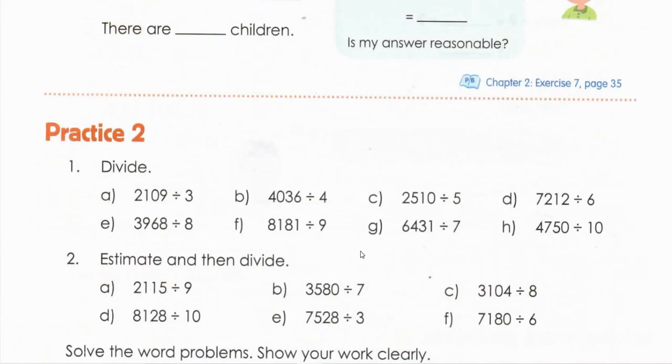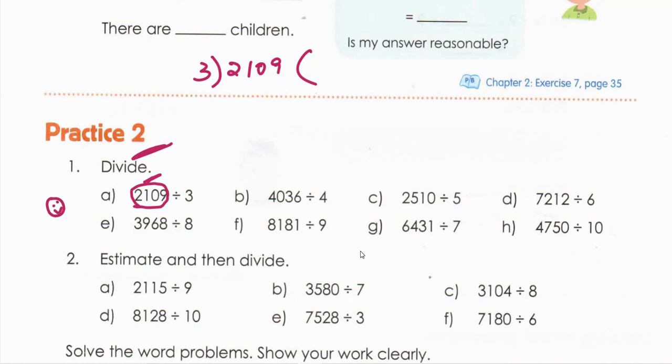Here he has given practice 2. Divide 2109 divided by 3. So you keep 3 as a divisor. 2109 is your dividend, and let's see what the quotient you get and what is the remainder you get. See, I'll explain you here the divisibility rule of 3. How are you going to find whether it is going to be divisible by 3 or not? What do you mean by divisible by that number? Means remainder you should get as 0.